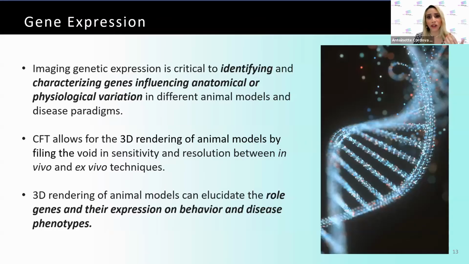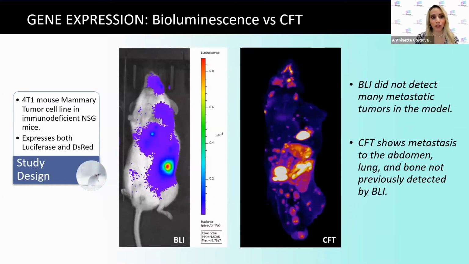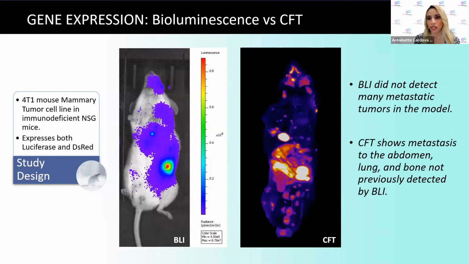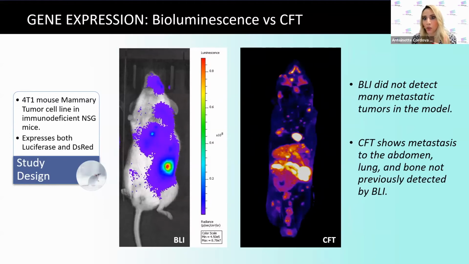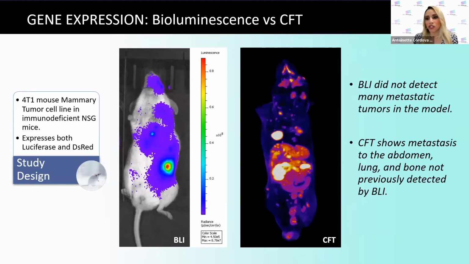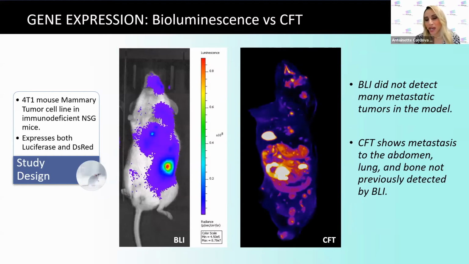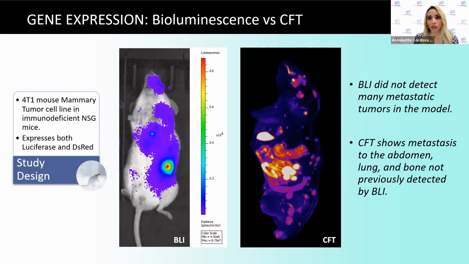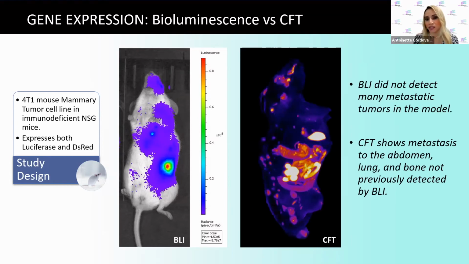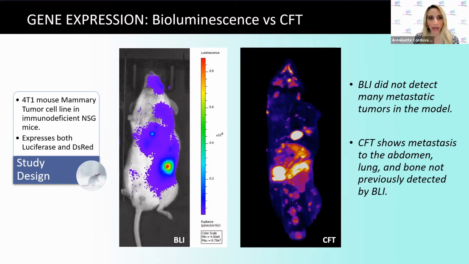Another is gene expression, which is obviously important in the roles of genes and their expression on behavior and disease phenotypes. Here is a 4T1 mouse, a mammary tumor cell line, and here they were both expressing luciferase and DS-RED. As you can see on the bioluminescence model, you obviously get signal, but when we perform this experiment with CFT, you could actually see the lung metastasis that you could not see in the bioluminescence. And this is just the value of having this modality and the high resolution images you're able to get. Because for those whose focus is oncology, the fact that there's metastasis is very important, and determining where those metastases happen and their locations is absolutely integral to oncology. So here's one example of that.